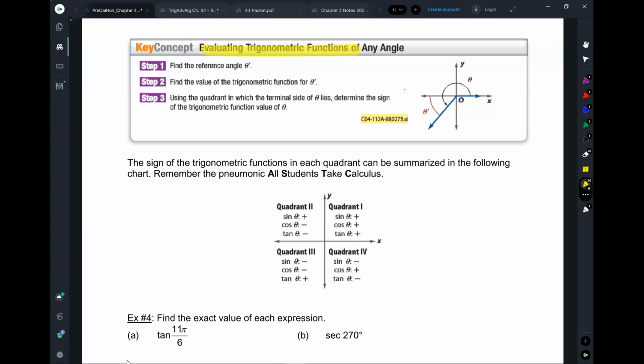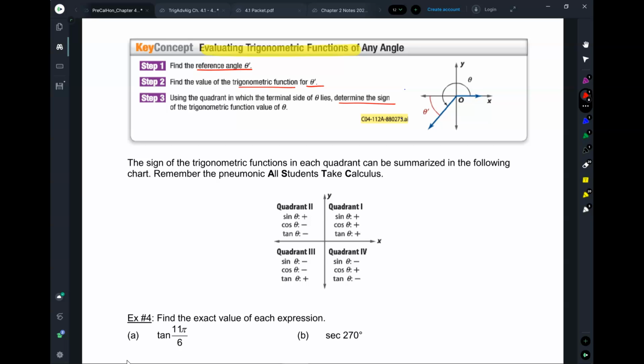There are 3 steps to this. First, find the reference angle. Now we're experts on doing that. Next is evaluate the trig function for theta prime, the reference angle. And lastly, depending on where the terminal side lies, determine the sign, positive or negative, of the function. And how do we do that? Let's focus on number 3 for a minute.